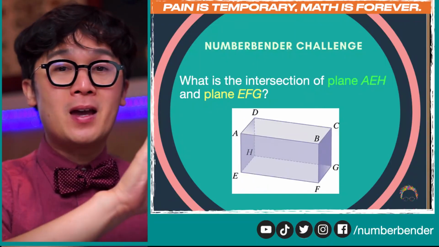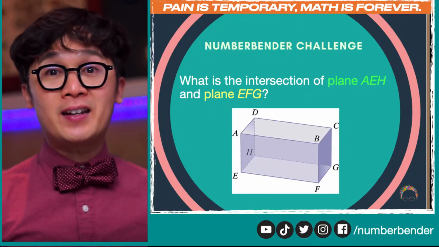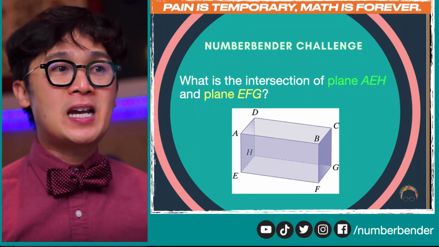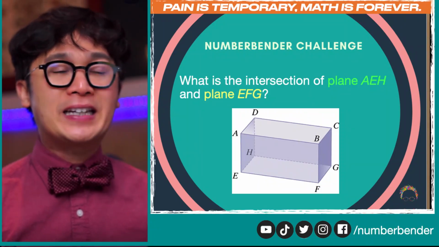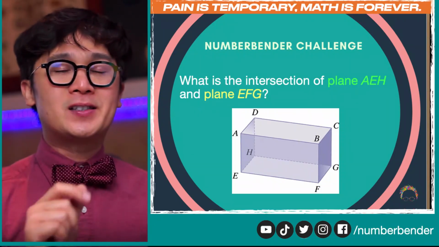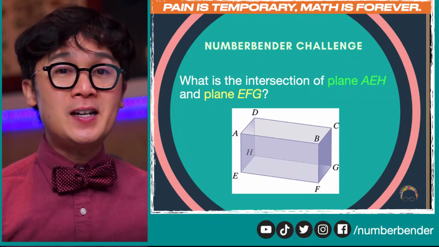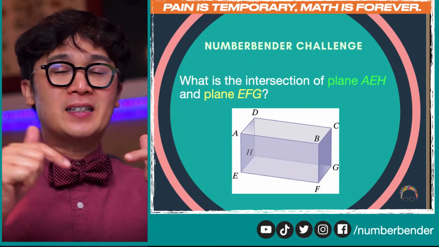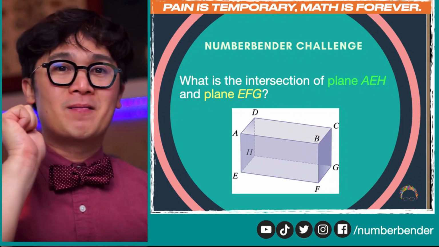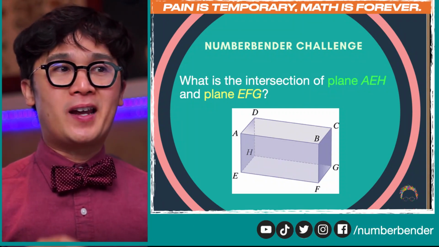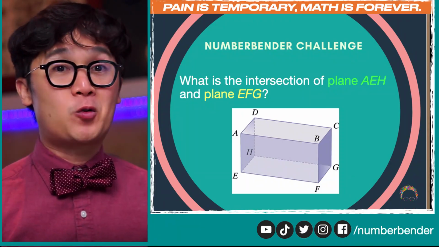And with that, the Numberbender challenge for the day is: what is the intersection of plane AEH and plane EFG given this figure? And I'm sure you'll be able to identify that easily. So comment it down below, and let's see if you can describe what is being asked in this question.